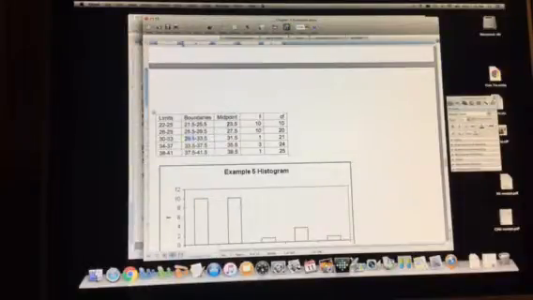To find the midpoint, you can do it either way. You can either do it with the limits or the boundaries. I would usually use the limits because it's simpler numbers. Take the lower limit, 22, plus the upper limit, 25, is 47, divide by 2, 23.5. So meet in the middle. So do that for each class.